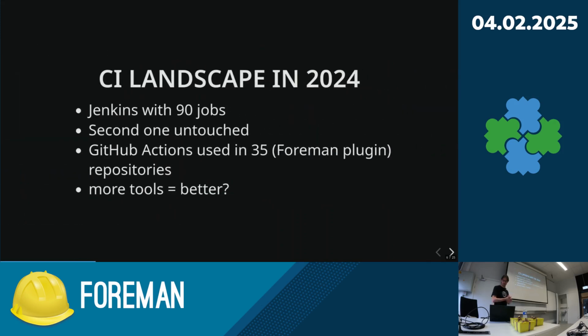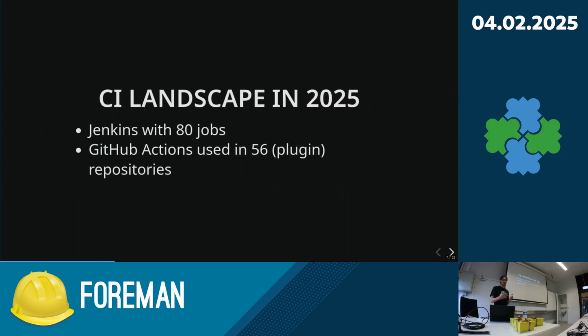Well, if we look at 2024, we already improved a lot. We got it down to 90 jobs. The second one is untouched. A lot of those jobs are more release workflow oriented, less about CI testing, more about how we do packaging, etc. And that's okay. For that, Jenkins is actually a good solution. Most Foreman plugins were already converted, so yes, I think we improved a bit. We can say that if we look today, we are even better. Like the numbers, one goes down, the other goes up, which I think is the good trend.